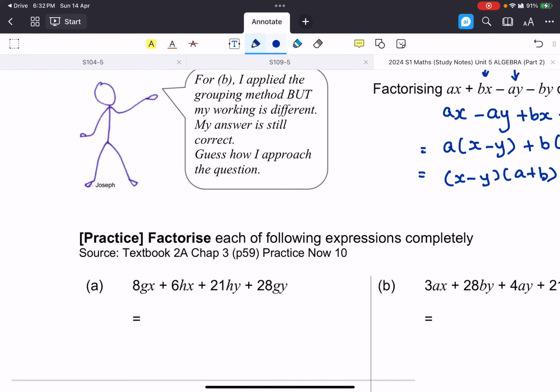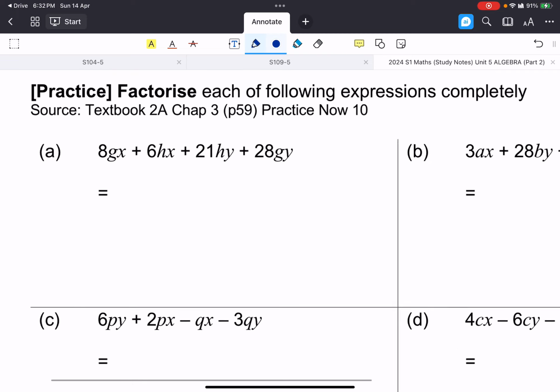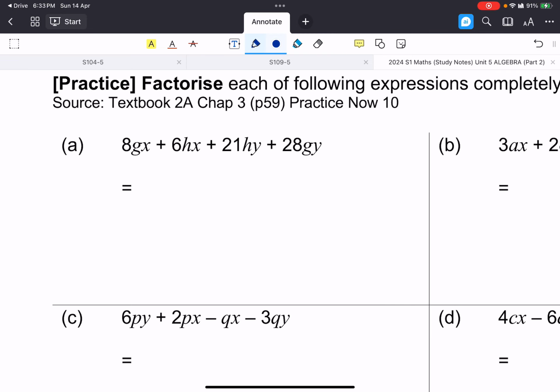So let's look at some examples to complete our understanding. Here's one. If I look at this and I want to factorize, in the first group, I see the 8 and the 6, therefore I'm going to extract out 2. X is also common, I'll extract out the 8. Let me just show you where the first group is visually. So that's the first group. That will give us 4G plus 3H.